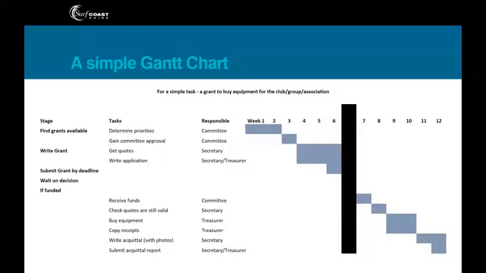The point is, it helps that feeling of solidity and dependability and organised nature of your group or your application. It shows that you've thought about what needs to be done, and it can help strengthen your chances of getting funds.